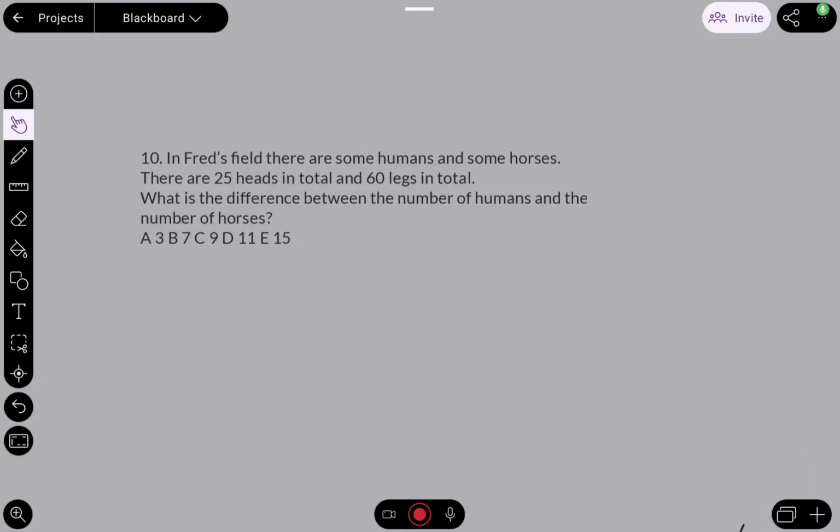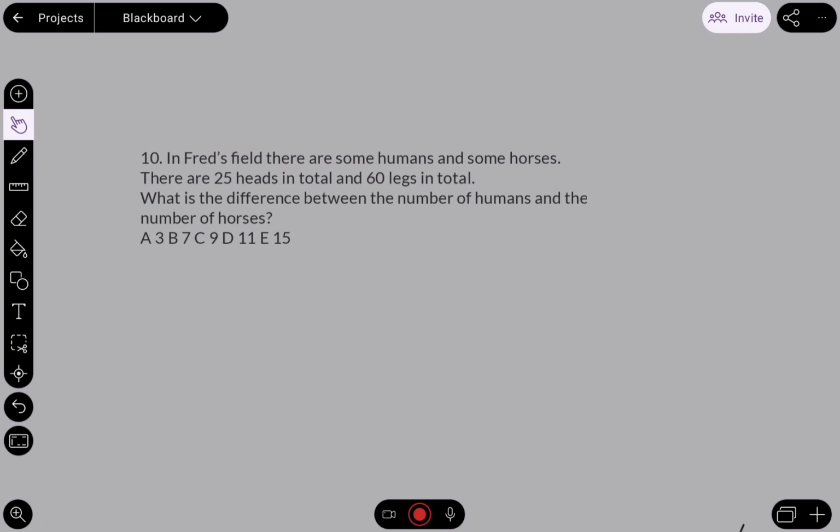In a field, there are some humans and some horses. There are 25 heads and 60 legs. What is the difference between the number of humans and the number of horses? Now, your 3 seconds starts now.